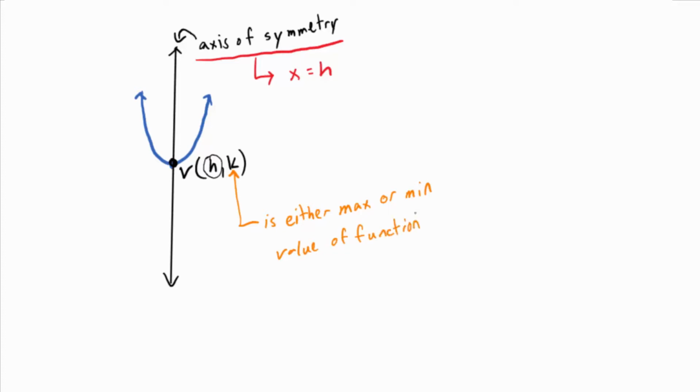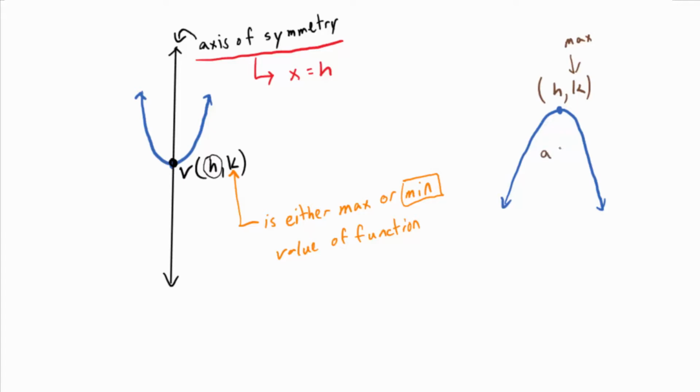In this particular case, because it opens up, k is the minimum value. But if you had a parabola opening down, like that, then k would be the maximum value. So you still call the vertex (h, k). In this case, k would be the max because the parabola is opening down.